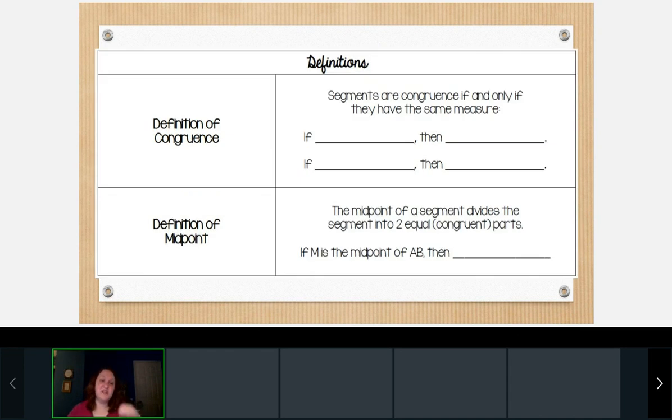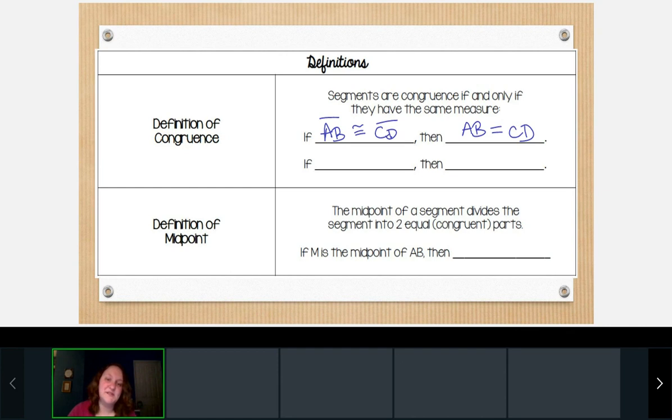Just a few other definitions that we are going to be using as we continue through writing proofs. The definition of congruence. Remember, the definition of congruence says that they are congruent if and only if, hey, there's our biconditional, they have the same measure. So if the segments are congruent, then they have the same measure. Okay, see the difference here?